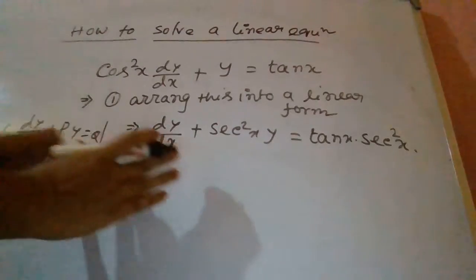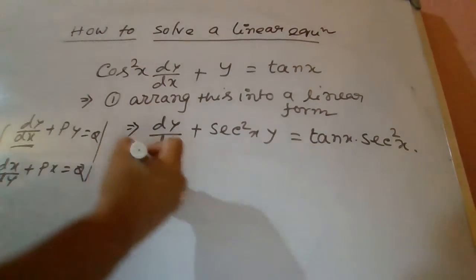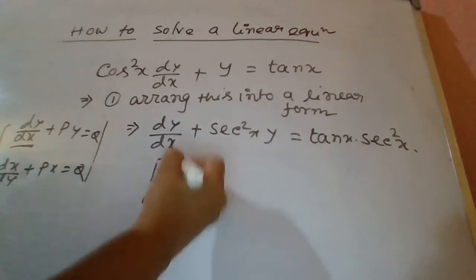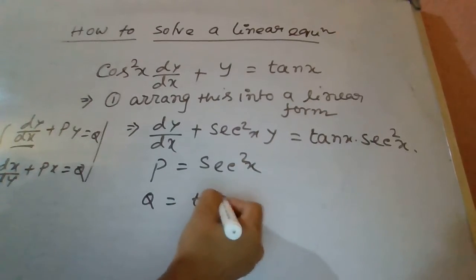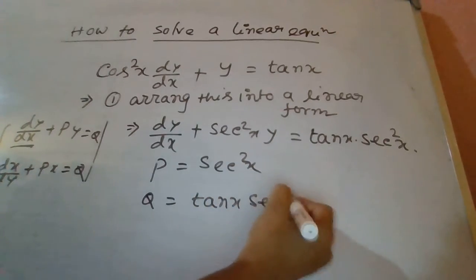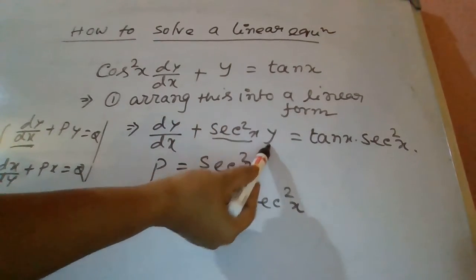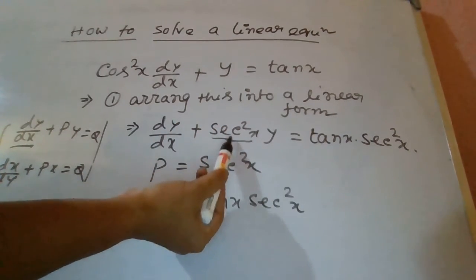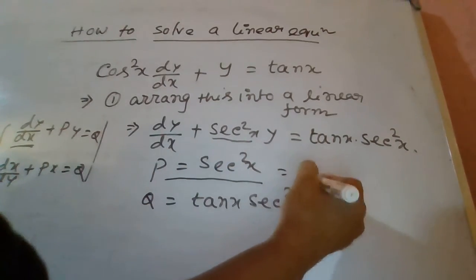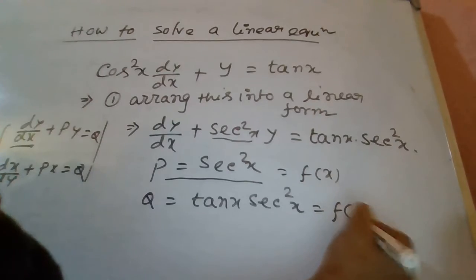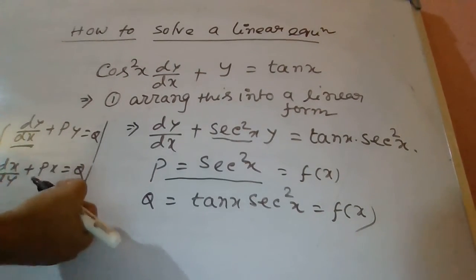Now this is the form of a linear equation, so we write down the values of p and q. P is sec square x and q is tan x. I said earlier that for dy/dx, p is multiplied by y, which means p is a function of x only. Here p is sec square x, a function of x, and q is also a function of x; there is no y. So p and q are functions of x alone.